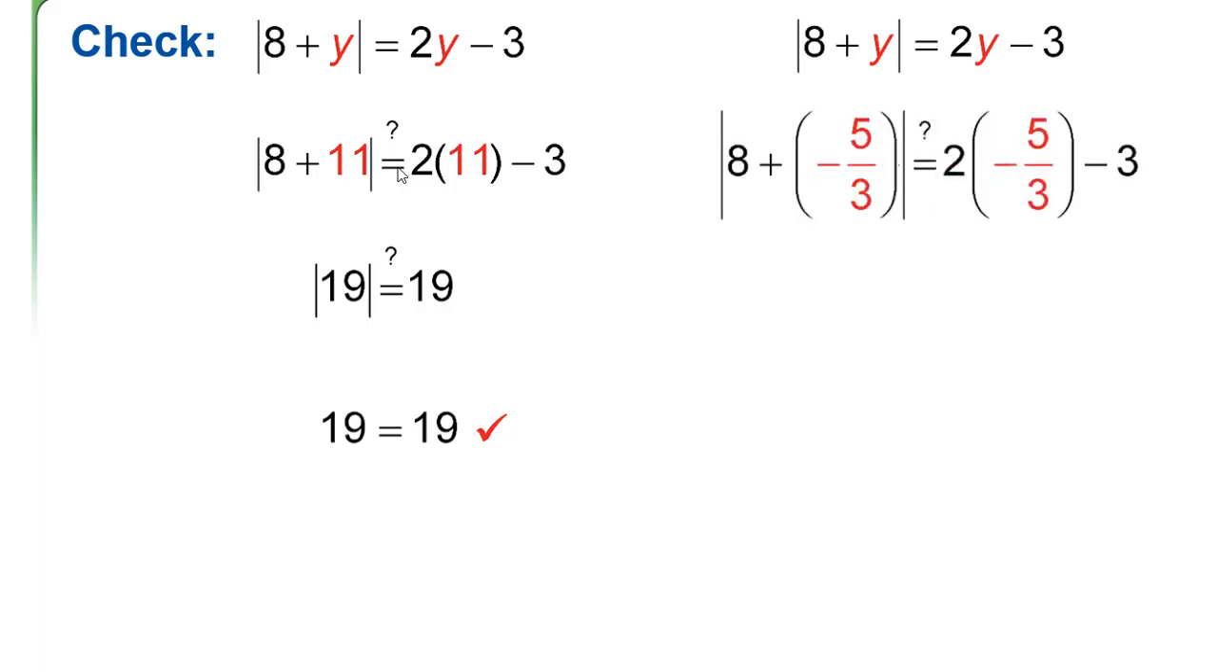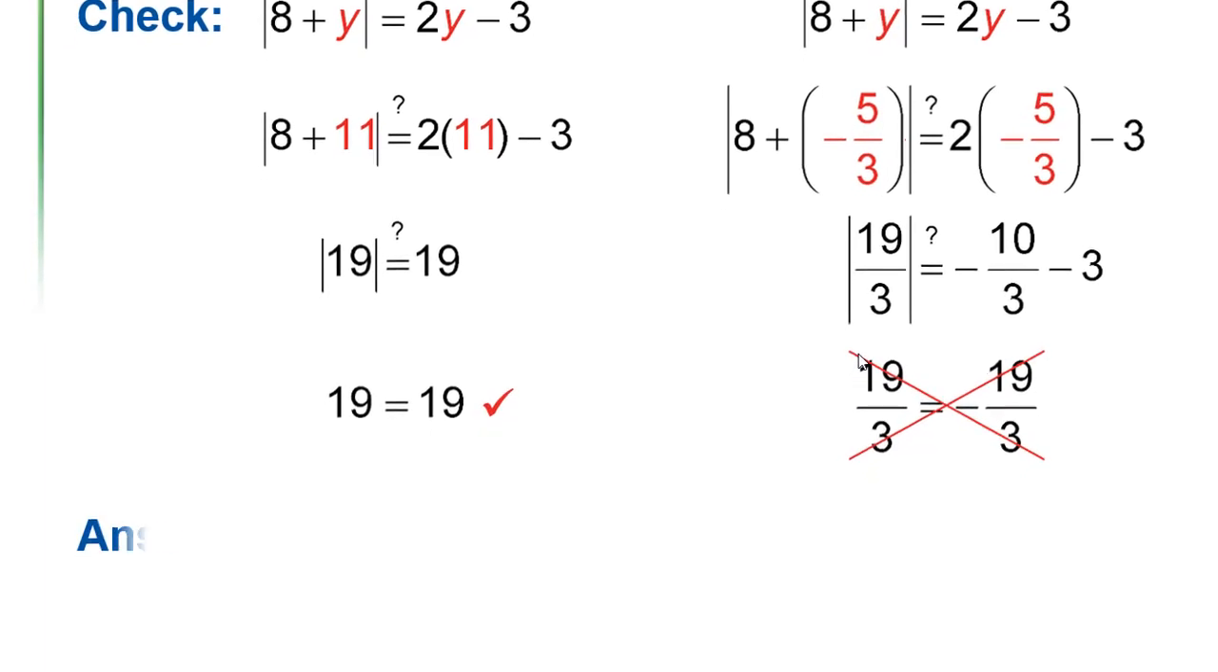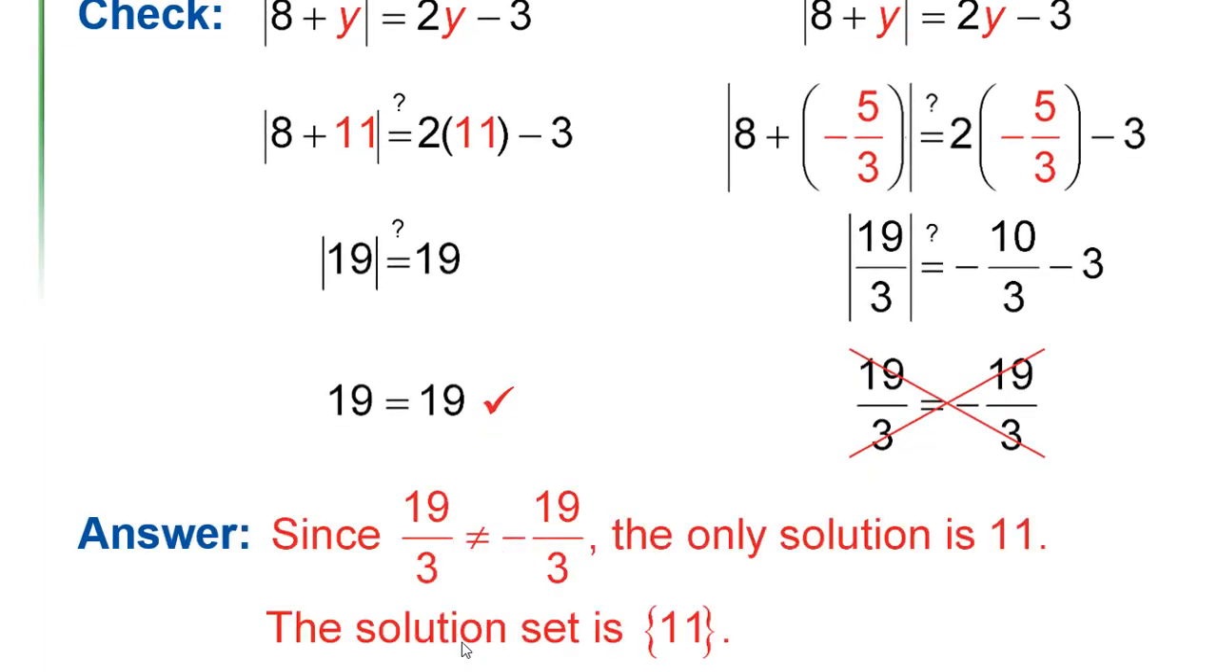On the other hand, if we check the negative 5/3 out and place a negative 5/3 in for y in both places, we get the absolute value of 19 over 3 equals negative 19 over 3 minus 3. And so the absolute value of 19 over 3 is not equal to negative 19 over 3. So that second solution doesn't check out. Always check your solutions. Therefore, the solution set for this absolute value equation is only the quantity 11.